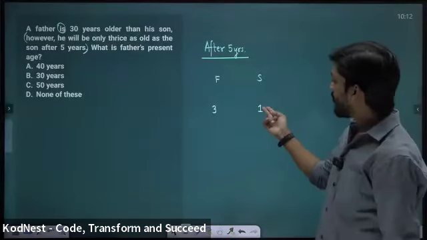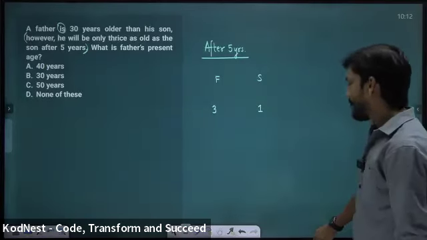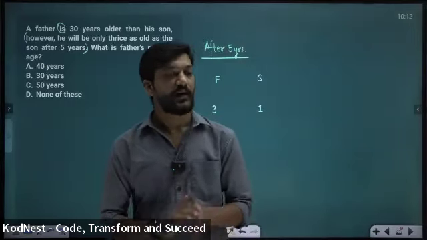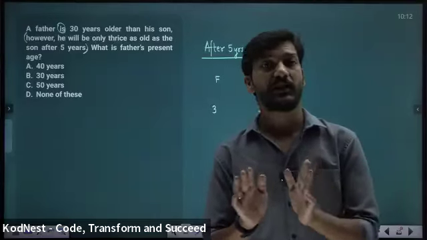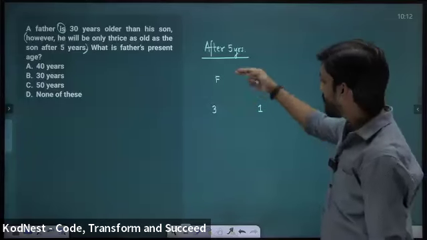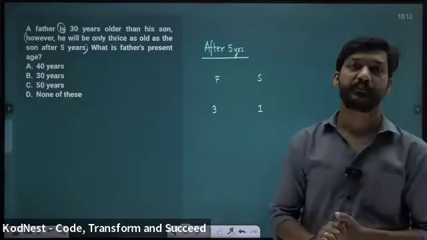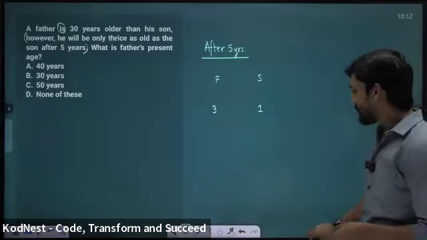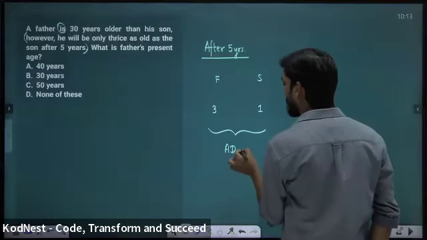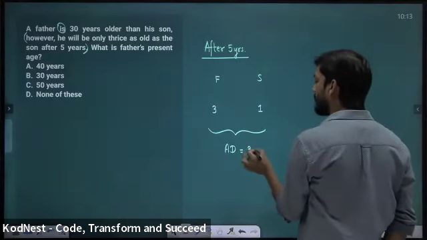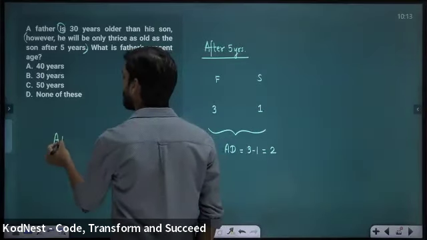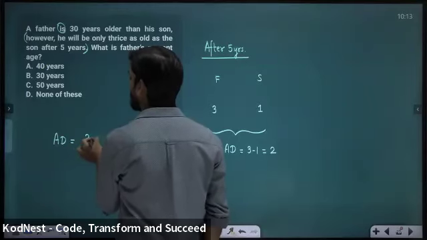You can take 2 and 6 also if you want. These are just temporary values. I will change them. Right now, I have just seen the father is 3 times. So if the son is 1, the father is 3. If the son is x, the father is 3x. Any way you can take. If I take the difference of ages now, what is the age difference? You will say, sir, 3 minus 1, that is 2. And what is the age difference given? The age difference is given as 30 years.